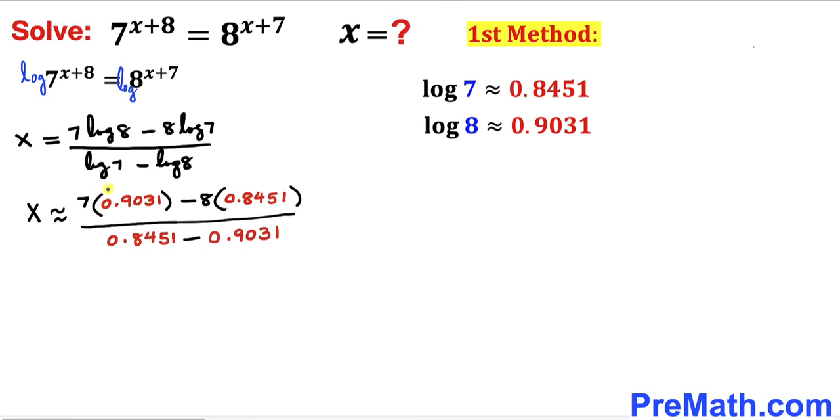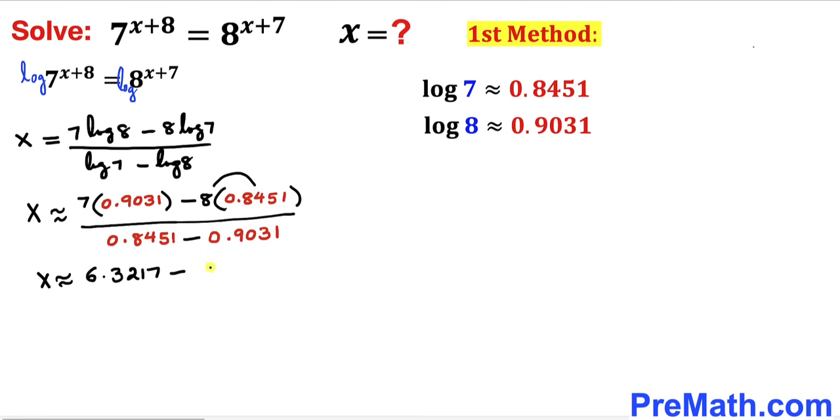Now in this next step, I'm going to multiply these ones. So we can write x is approximately equal to, when we multiply these ones, that is going to give us 6.3217 minus, and likewise we are going to multiply these ones as well.